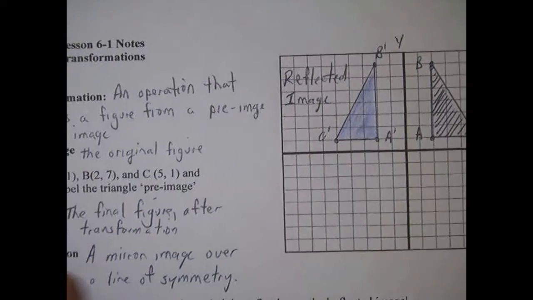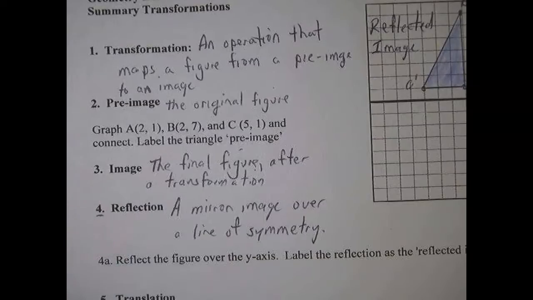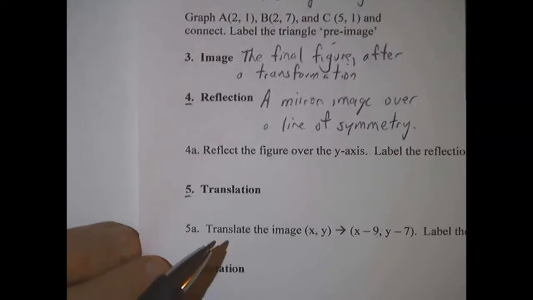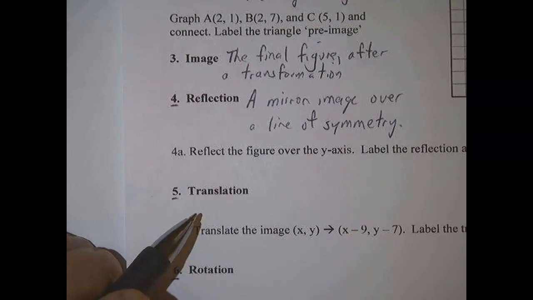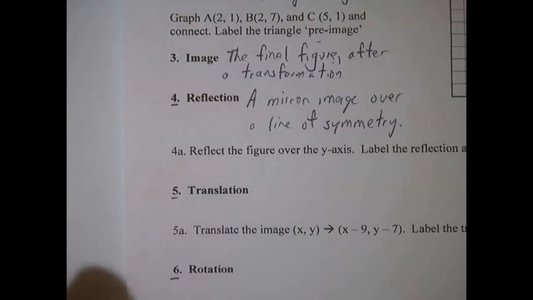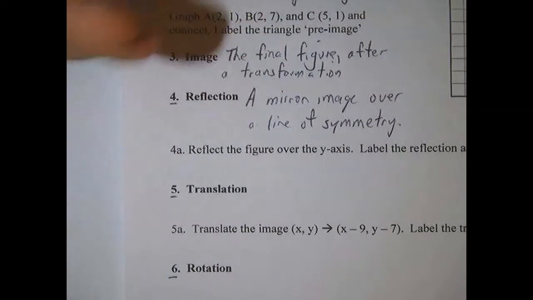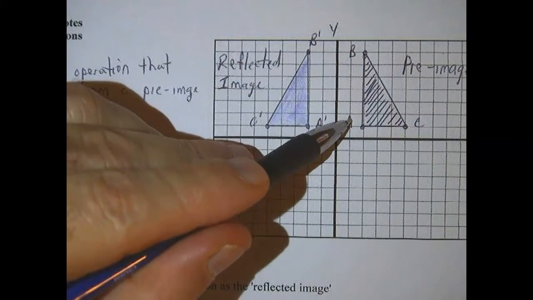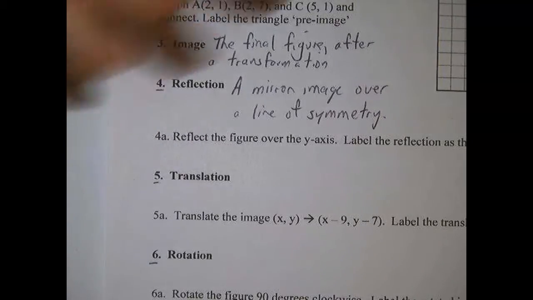Okay, let's move on. Let's do something new now. Let's do a translation. So a translation is when we slide a pre-image without reflecting it and without rotating it. So we're just going to slide it. We're not going to turn it at all. Okay, we're going to keep the same orientation. So in other words, if B is on the top, B will remain on the top, A will remain on the bottom, and so on. So this is a slide.